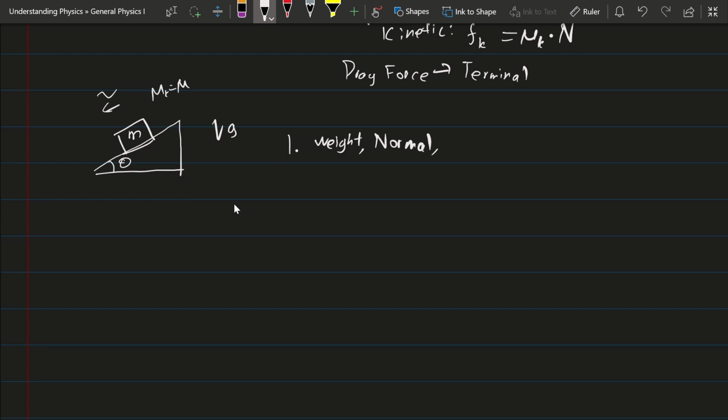Third, we could also see that there should be friction. And so those are all the forces that we see on this object. Sometimes you might see there is tension, there could also be a driven force. But in this example, we only see weight, normal, as well as the friction, basically the kinetic friction.